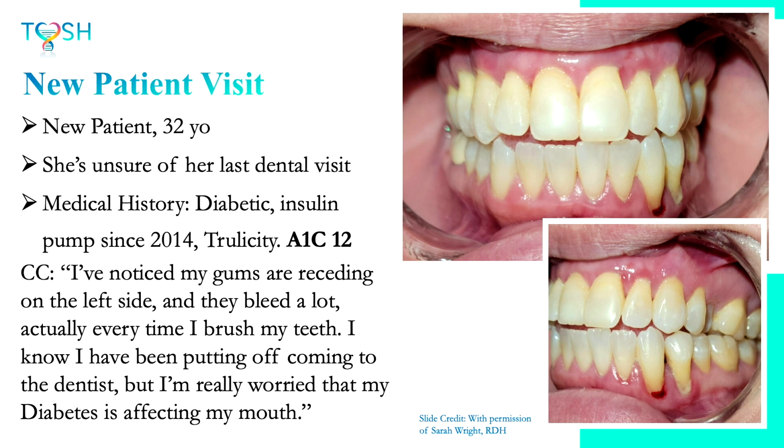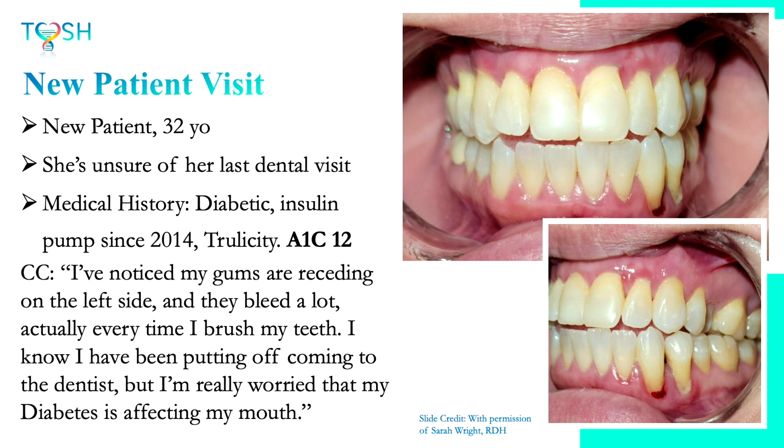And she said, I've been working with my physician for a while. We're having a really hard time getting my A1C down. I know I need to lose weight and do some of these other things, but man, I'm pretty concerned about it. So what brought her in is that she thought that her diabetes was affecting her gums. She was noticing recession on the lower left and bleeding every single time she brushed her teeth.